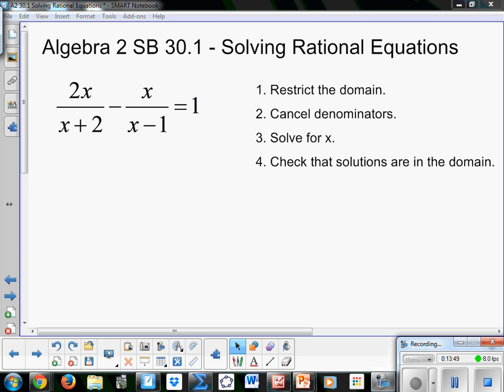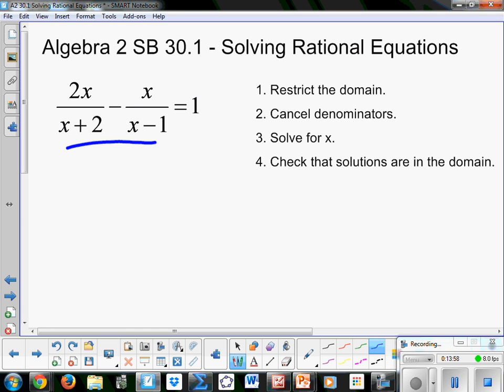All right, so just to fall in line with what we've been doing with addition and subtraction, we're going to do the subtraction on this side first before we do any canceling of our denominators. But first of all, we're going to do our first step, restricting our domain. So on the right hand side, this is 1 over 1. We don't have to worry about that denominator ever equaling 0. So we're not going to worry about that.